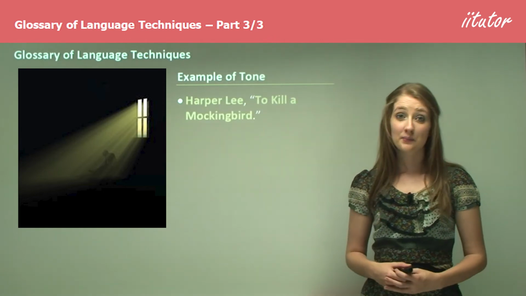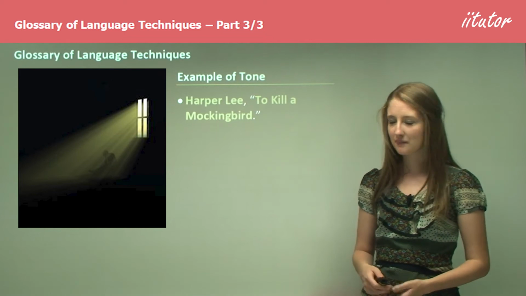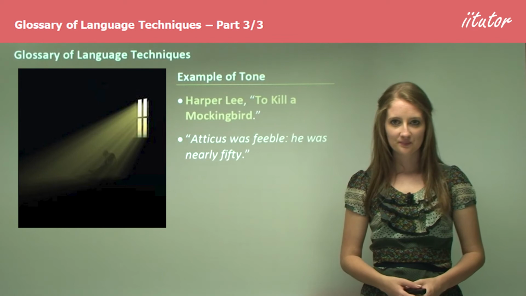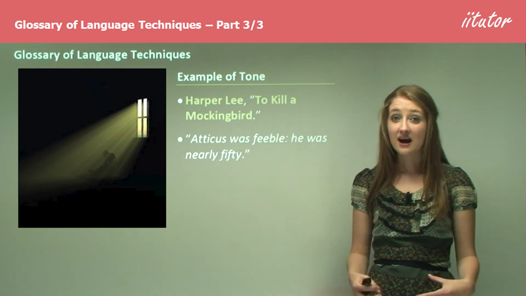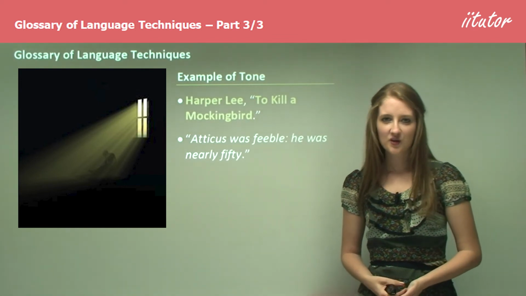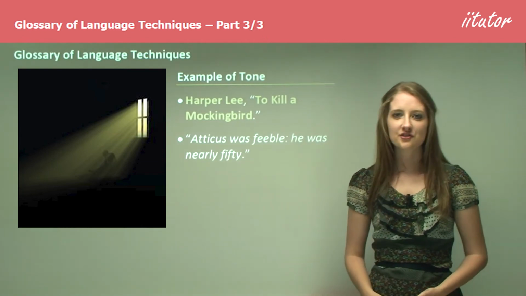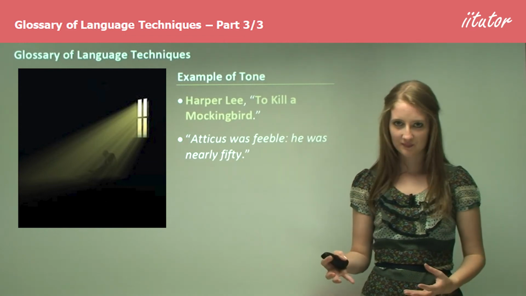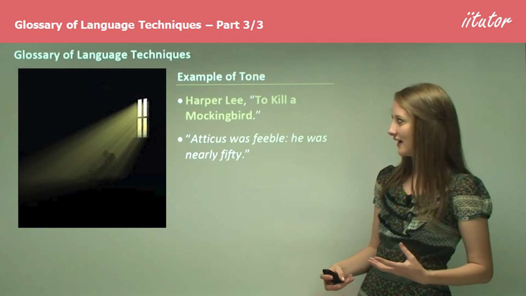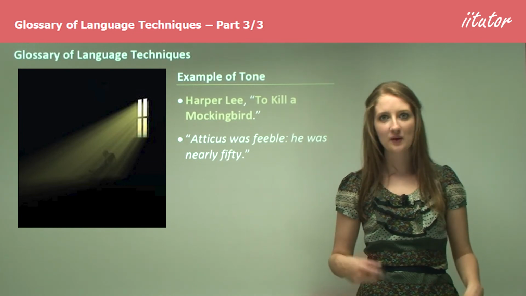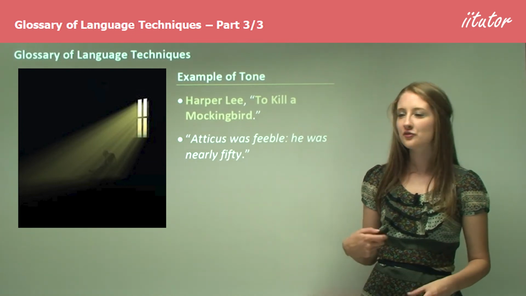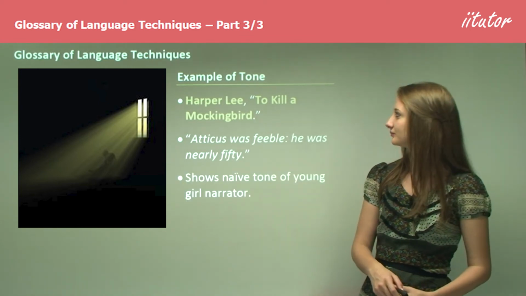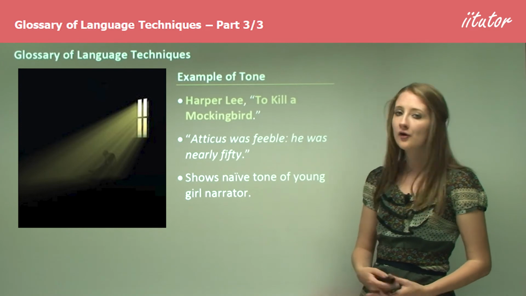So if we look at an example in Harper Lee's novel To Kill a Mockingbird, the line, "Atticus was feeble, he was nearly 50." That's where we get the sense that this is a young, naive voice telling the story. Because a man who's only 50 is being described as feeble and old and about to die, basically, by this young figure. So we really see that difference in perspective there. If an adult was telling the story, they wouldn't have the same perspective. So this is where tone really expresses ideas at a wider point. This shows the naive tone of the young girl narrator.